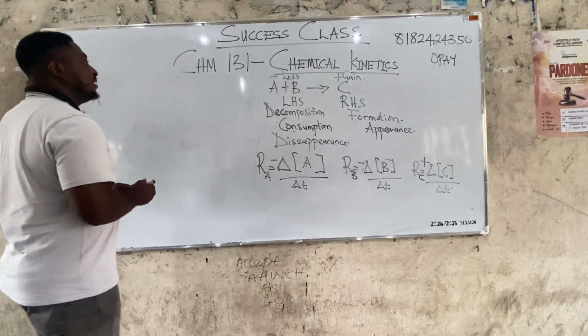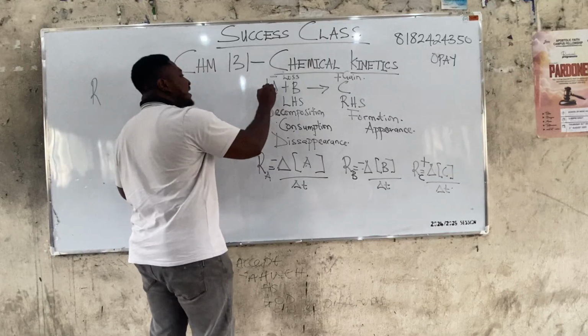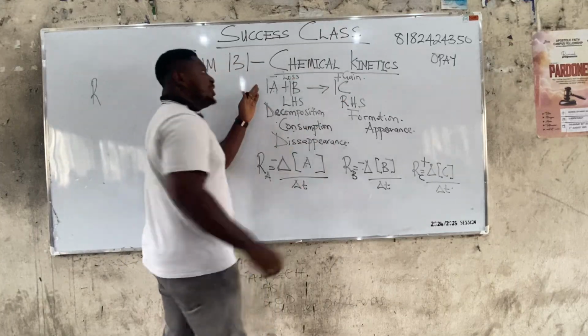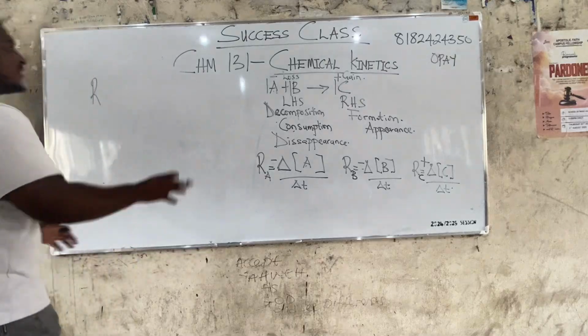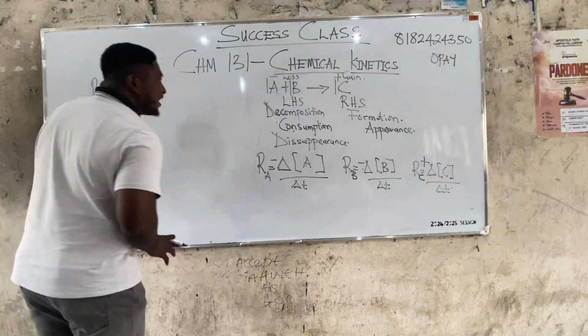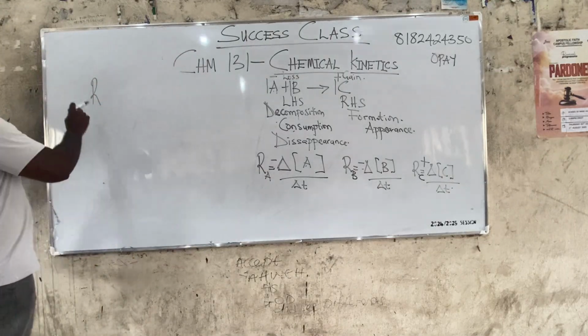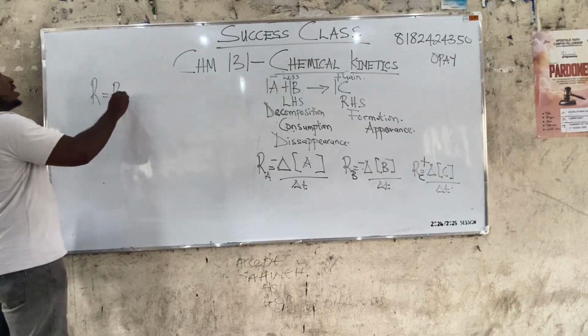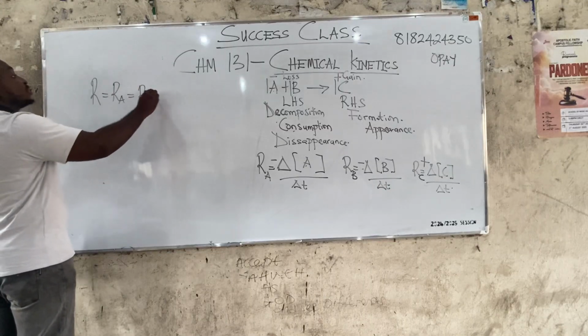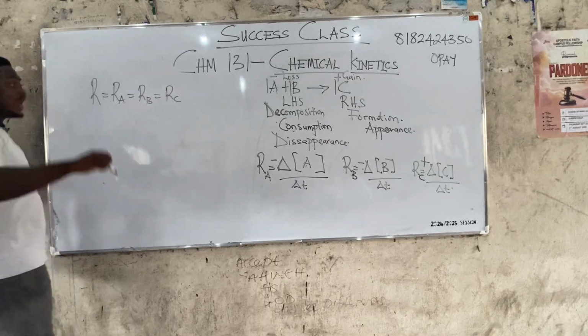Now class, looking at this reaction, we have 1A plus 1B to give 1C. Each of the components of the reaction has the same number of moles. Class, for this type of reaction, when all the components have the same number of moles, the overall rate of the chemical reaction can be equal to RA, also equal to RB, equal to RC.